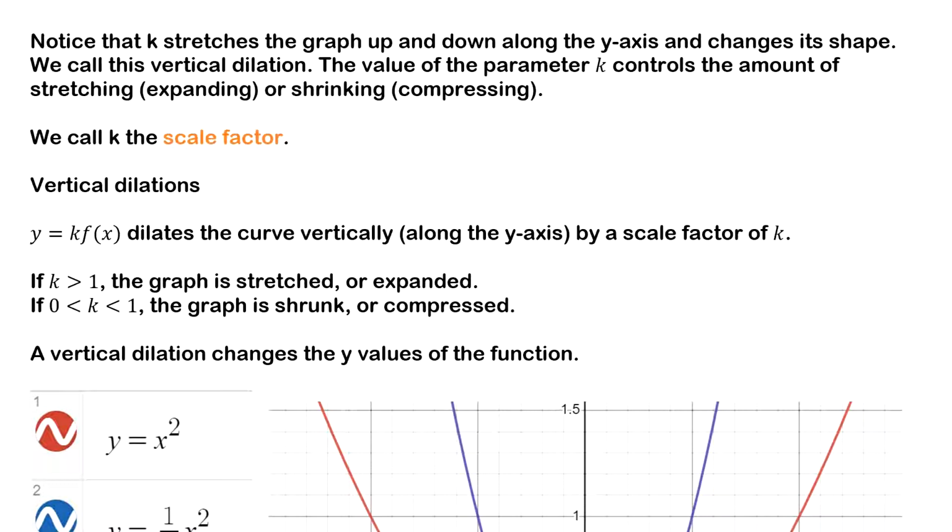So the value of the parameter k controls the amount of stretching or expanding, or shrinking, compressing. We call k the scale factor. So as k gets increasingly large, bigger than 1, the graph is stretched or expanded. If k is between 0 and 1, the graph is shrunk. The same operates in the negatives. As k gets increasingly negative, the graph is stretched. If k is between 0 and -1, the graph is shrinking. Remember, if there is a negative value, it's a reflection on the x-axis.